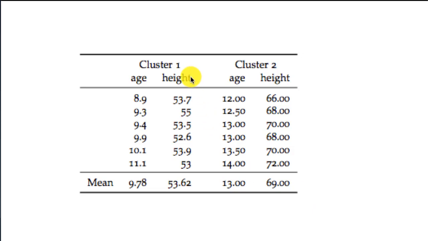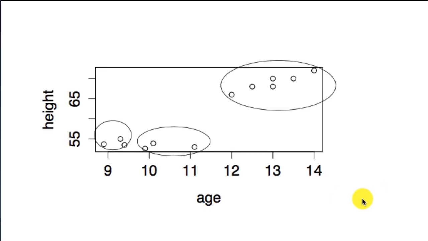So if you look at the cluster, there are two clusters consisting of 6 people each. The first cluster looks like that, the second cluster looks like this, and the average age of the first cluster is 9.78, the average height is 53.62, and so on. Okay, so the data, instead of being represented by 12 different points, is now represented by 2 different points. One point is this, the other point is this. Okay, so these are the averages within each cluster.